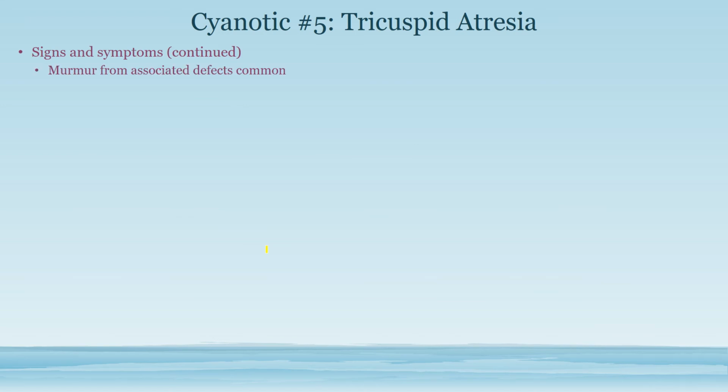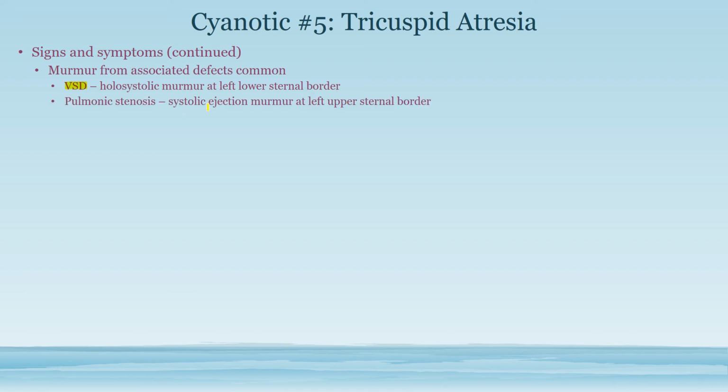More signs and symptoms of this condition. A murmur from associated defects is very common. Remember, we talked about you need to have associated defects for this condition to be allowed for survival. So you can get a VSD, a holosystolic murmur at the left lower sternal border. You can get a pulmonic stenosis. We talked about how that can be associated and worsen the cyanosis.